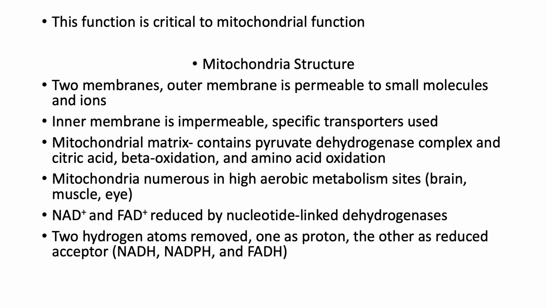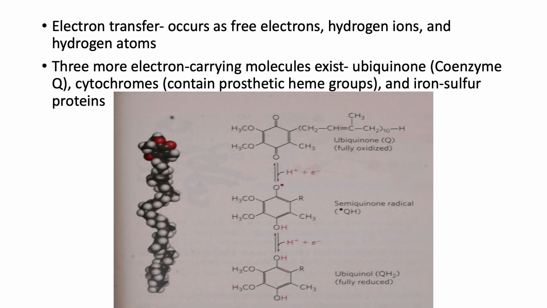And there are nucleotide-linked dehydrogenases, and they reduce NAD and FAD to NADH and FADH2. Two hydrogen atoms are removed. One is a free proton and the other is carried by the reduced acceptor, and this is where you get NADH, NADPH, and FADH2. The electron transfer occurs as free electrons, hydrogen atoms, and hydrogen ions.